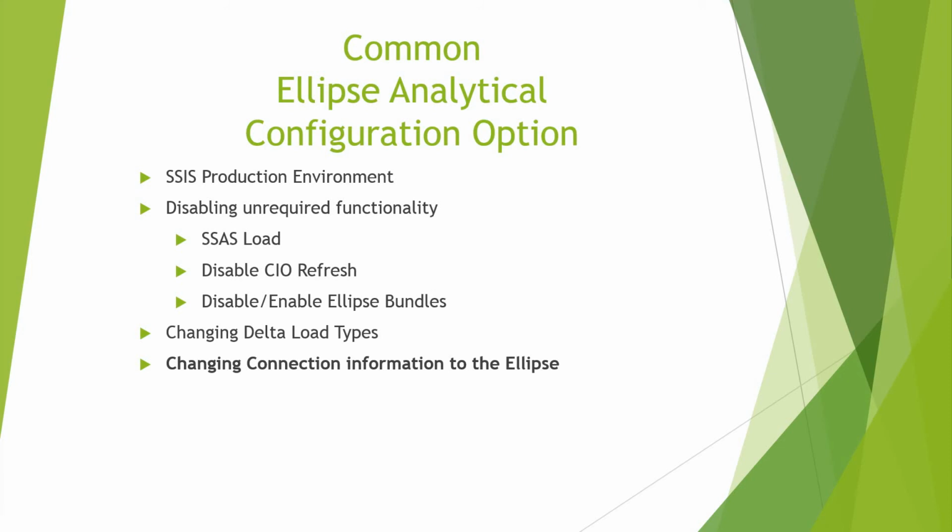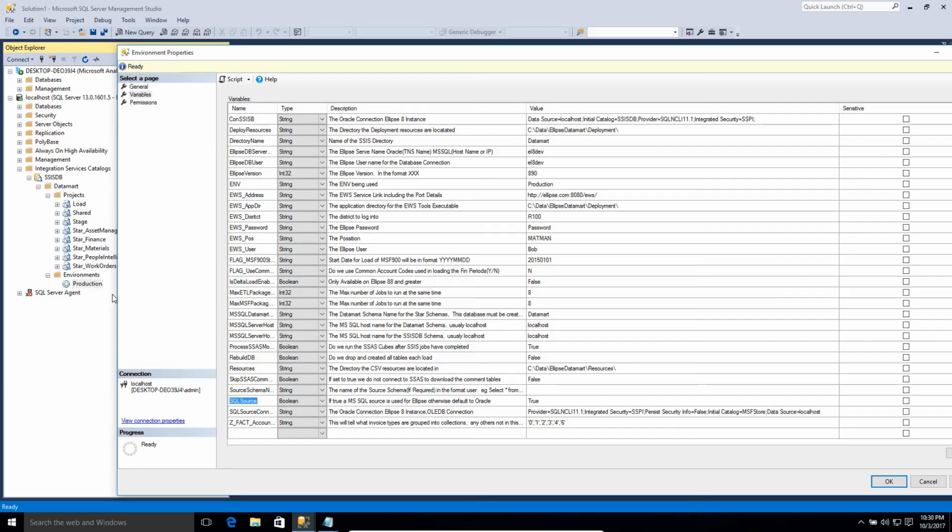We will now discuss changing the connection information to the Ellipse systems. I have the production environment open and on the Variables tab. One important thing to note is that this flag SQL source determines if the Ellipse database is MS SQL or Oracle. If an MS SQL database for Ellipse is being used, then this must be set to true, and this is the connection information that is required to connect to the Ellipse database. This is a standard OLEDB database connection. If this is set to false, then there are other settings that are used to communicate with the Oracle database.